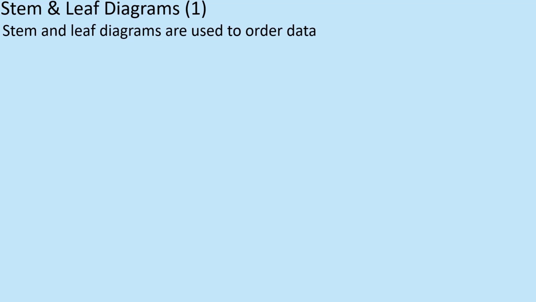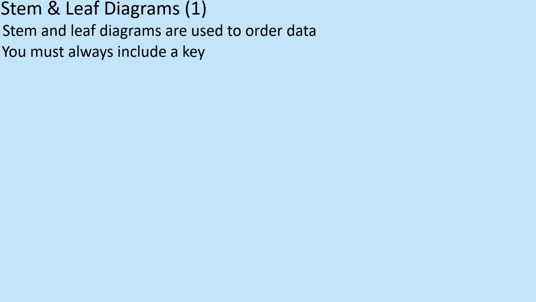Hi there, everybody. We're just going to talk to you about a stem and leaf diagram. A stem and leaf diagram is a way of showing a set of numbers in a nice ordered format, rather than writing out every single number that you need to. So let's have a quick look at what it looks like.